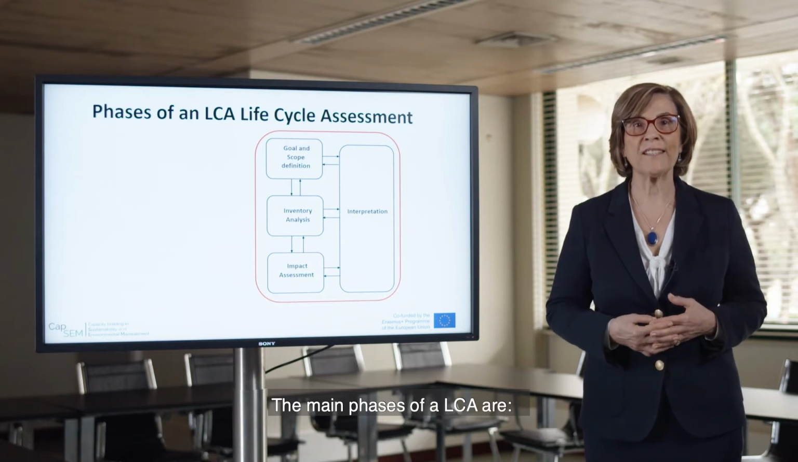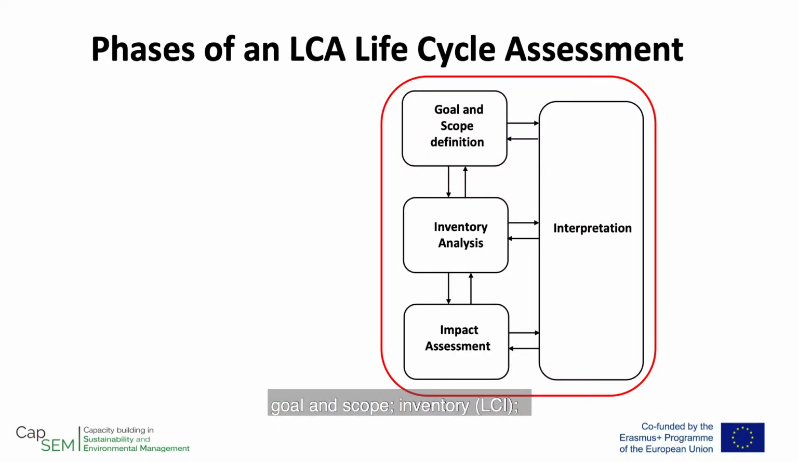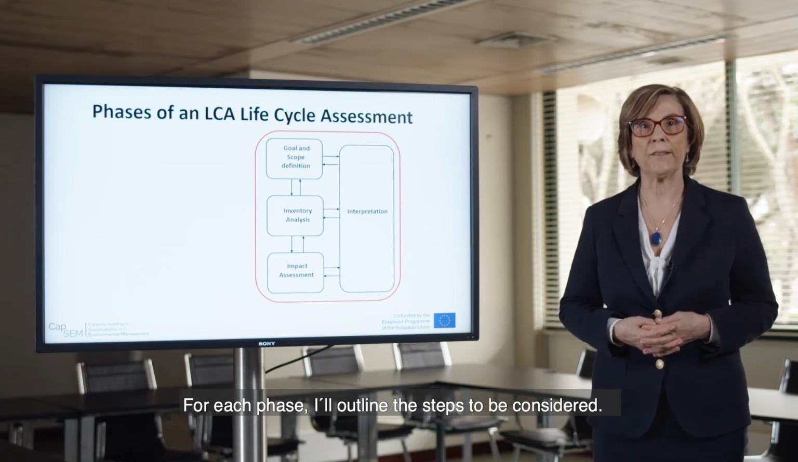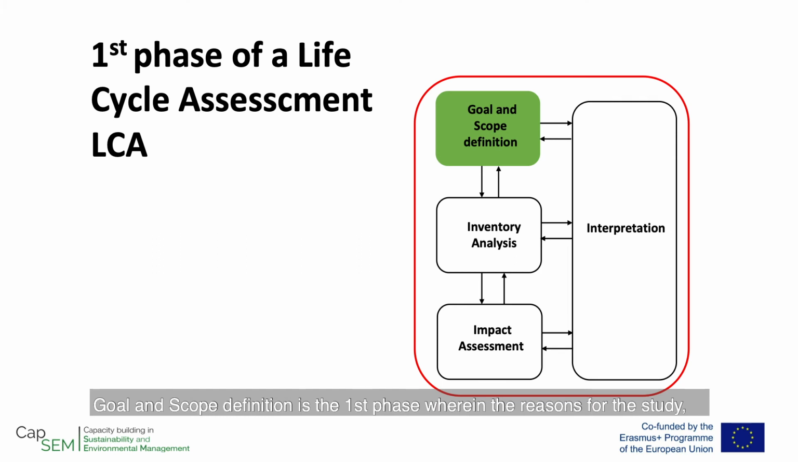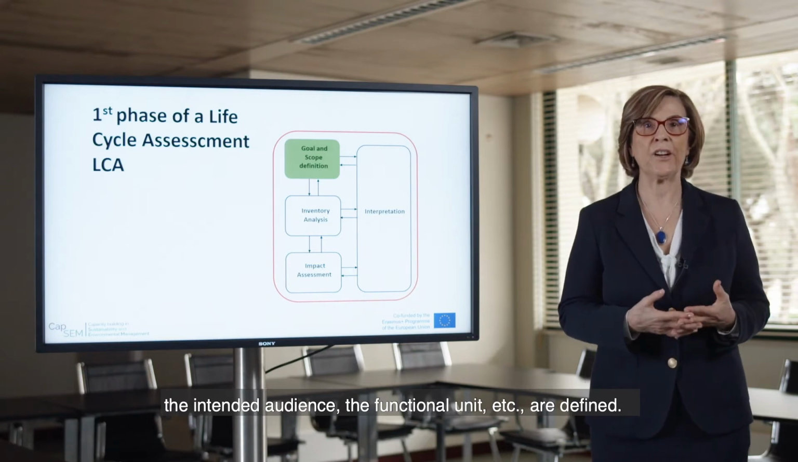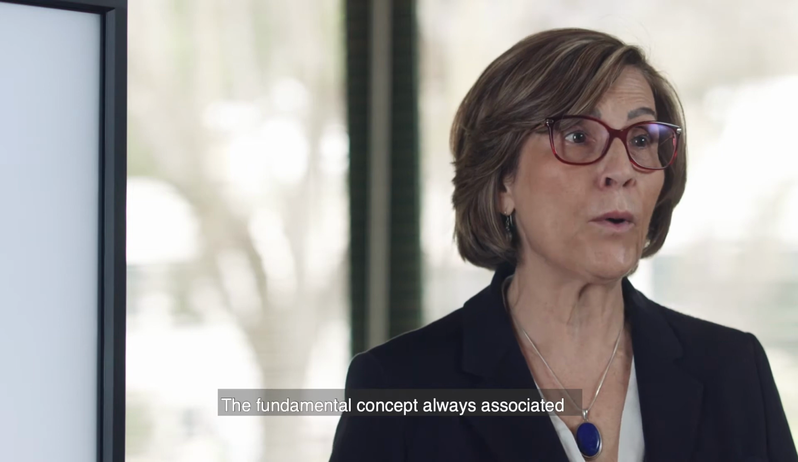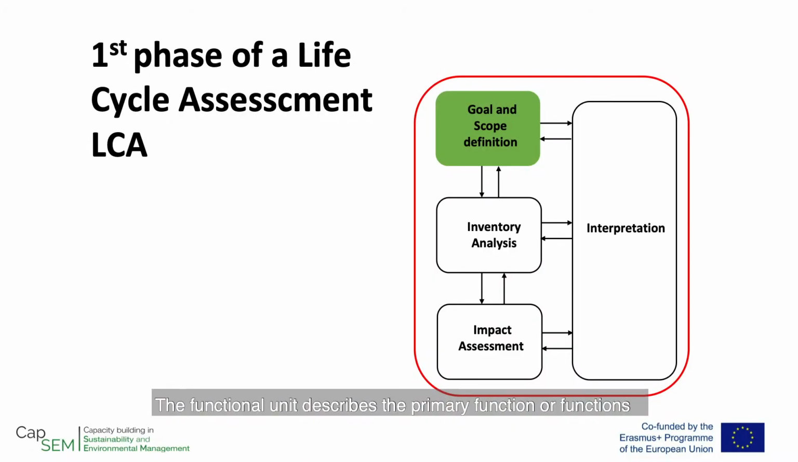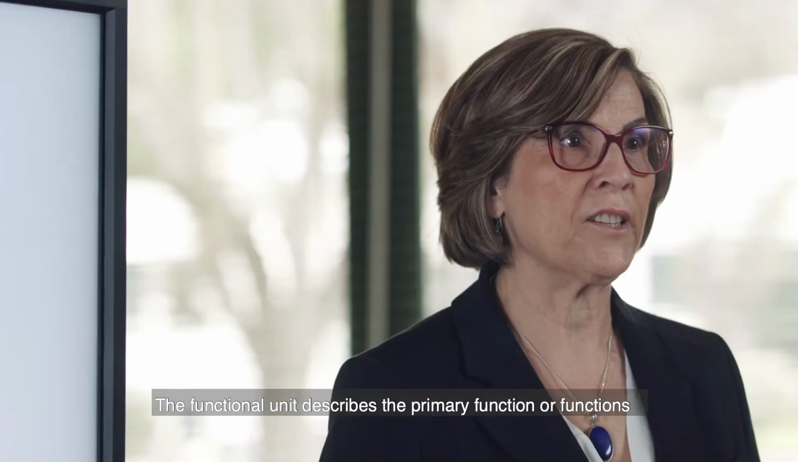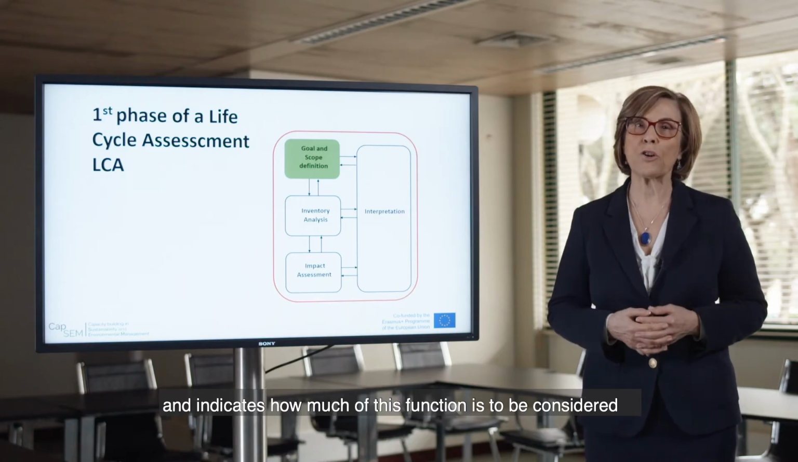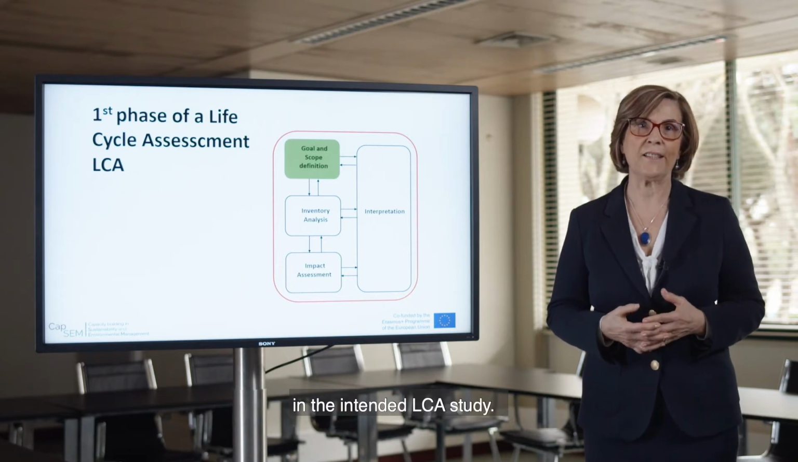The main phases of LCA are goal and scope, inventory, impact assessment, interpretation, and improvement. For each phase, I'll outline the steps to be considered. Goal and scope definition is the first phase wherein the reasons for the study, the intended audience, the functional unit, etc. are defined. The fundamental concept always associated is the functional unit of the product or service. The functional unit describes the primary function or functions fulfilled by a product or system, and indicates how much of this function is to be considered in the intended LCA study.